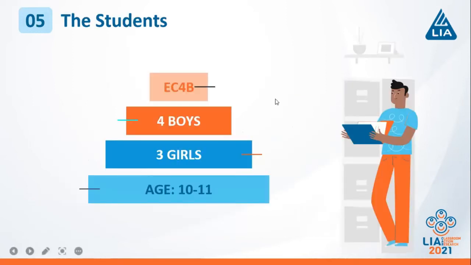Right. So this is the profile of the participants in my research. As I told you, the level was EC4B. It means that they are young learners, the level is 4, and we are using Story Central Book 4. In the class, there were 4 boys and 3 girls, and they were around 10 to 11 years old at that time.